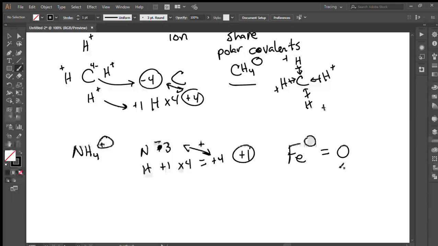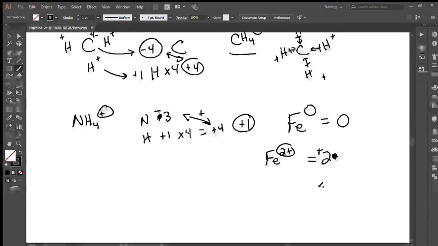Okay. What is the oxidation number of iron +2? So iron 2+. So now, again, it's just that simple. It's just whatever it is. So its oxidation number is +2. Okay. Suppose you know the oxidation number of magnesium in magnesium bromide. So let's write out our MgBr.